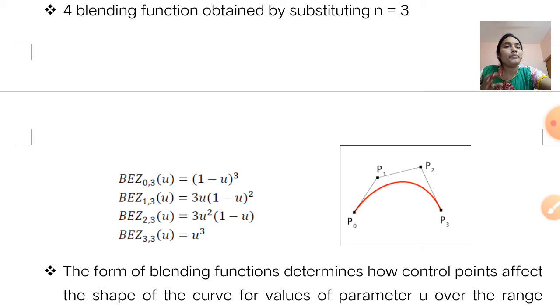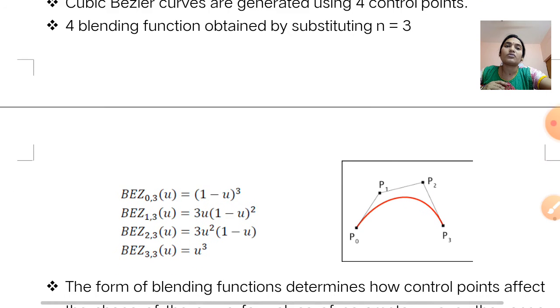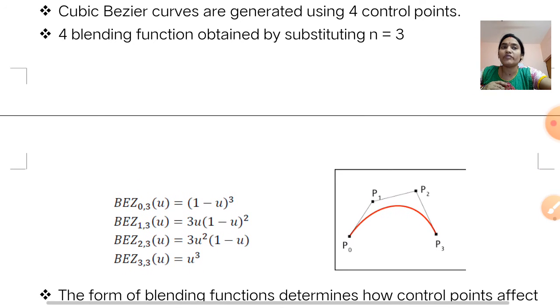So base 0, 3 of u equals to (1 minus u) whole cube, and base 1, 3 of u equals to 3u (1 minus u) whole square. Base 2, 3 of u equals to 3u square (1 minus u). Okay. Base 3, 3 of u equals to u to the power 3. Okay. So in this way we calculate the cubic Bezier curve.